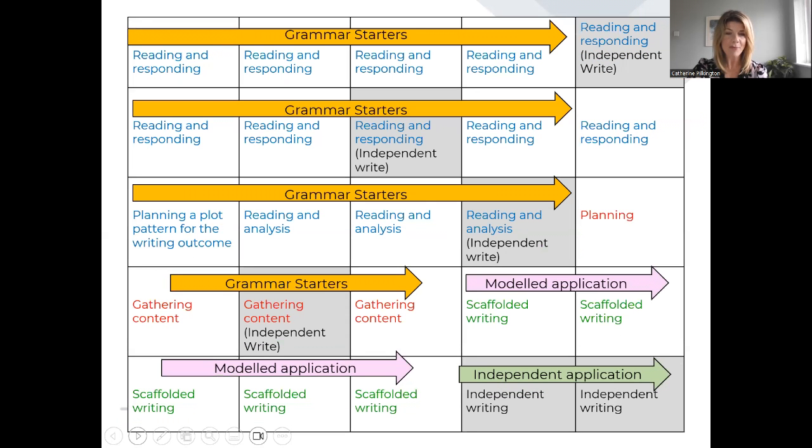Now, this is the same representation, but we've just presented this as a planning backwards grid, which we know a lot of people are using. So again, you can see we've got our independent write at the end there, our outcome 2. Before that, we can plan our modelled scaffolded write. Then we've got a few days for our gathering content. We've got our planning session and we've got our reading phase planned in there. And then you can see dripped through, we've got those lovely grammar starters to make sure children have got lots and plenty of opportunity to practice those age-appropriate skills.